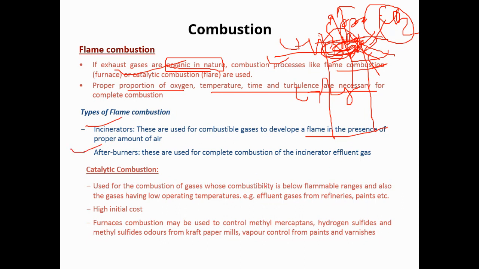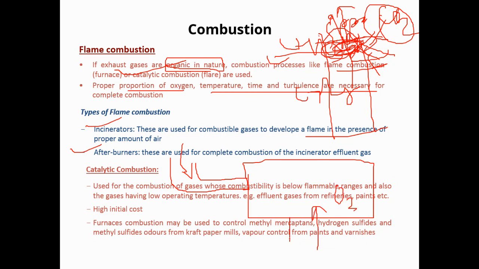Incinerator, what is incinerator? Incinerator is one closed chamber. In this closed chamber, the outlet of the chimney is connected and the gases are collected here, and here you can supply oxygen and heat. So in this box complete combustion takes place and the complete carbon dioxide is released to the atmosphere. What is afterburner?